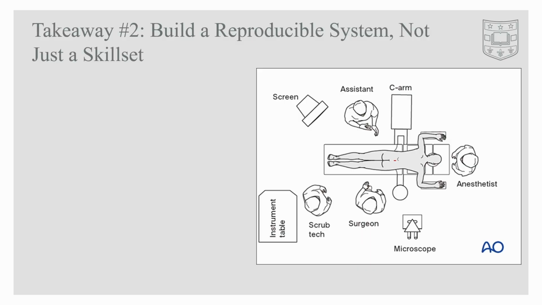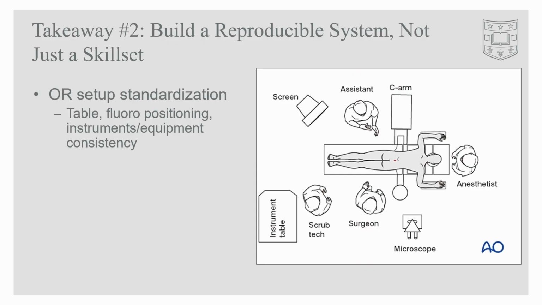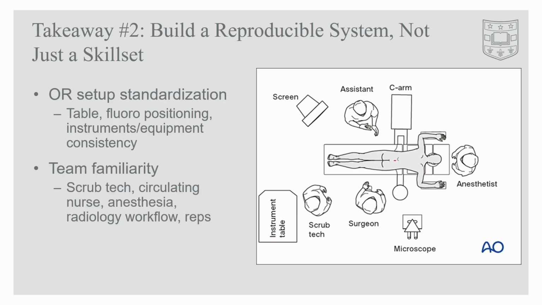The second takeaway is to build a reproducible system and not just a skill set. So this is an image from AO about one way to arrange your OR for prone lateral fusion. So this can include OR setup standardization, the table, fluoro positioning, instruments, and equipment consistency, and then also team familiarity. So different practice setups will be more conducive to this, but if you're able to get reliable scrub techs, circulating nurses, anesthesia, radiology techs, and then industry representation in your OR, I think that can be very helpful with these types of surgeries.